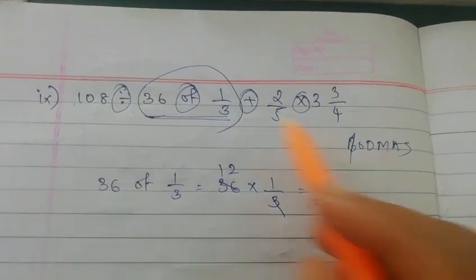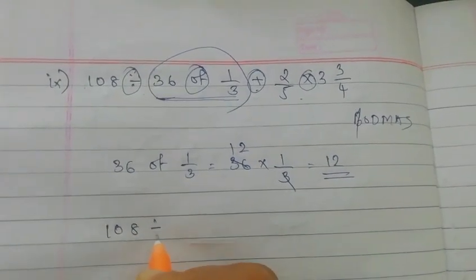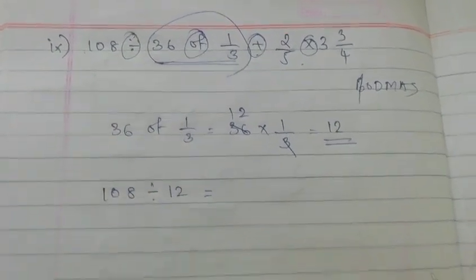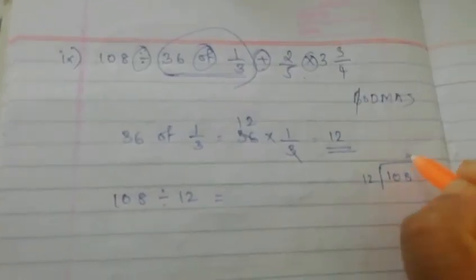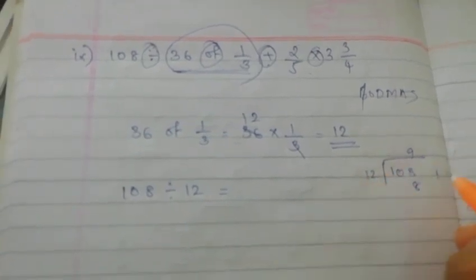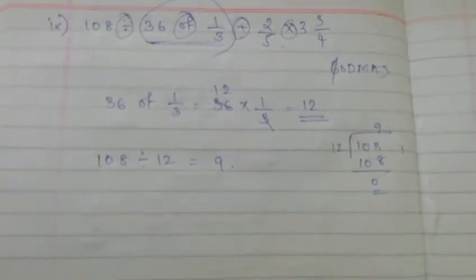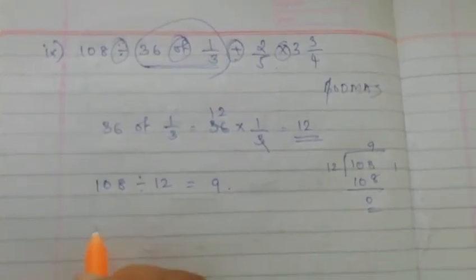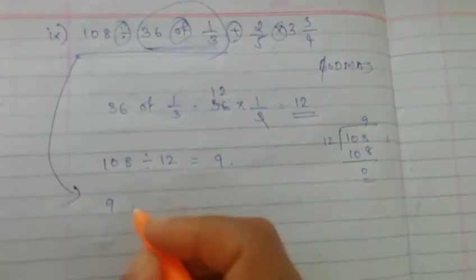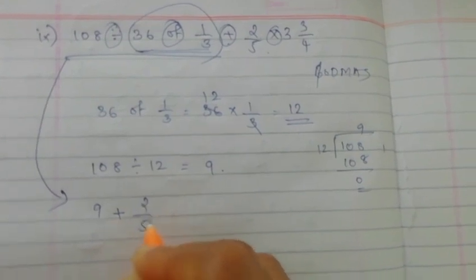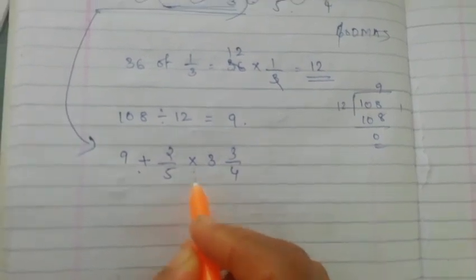Then division, addition, multiplication. Division we have to do. 108 divided by 12. So 108 divided by 12 is 9. 2 nines are 18, 9 plus 1, 10. So 108 divided by 12 is 9. Next, this operation we did. Rearrange this question as 9 plus 2 by 5 into 3 3 by 4. Addition and multiplication are remaining.